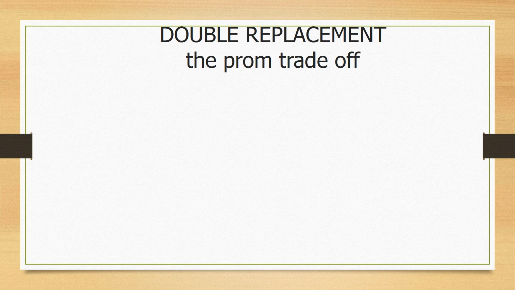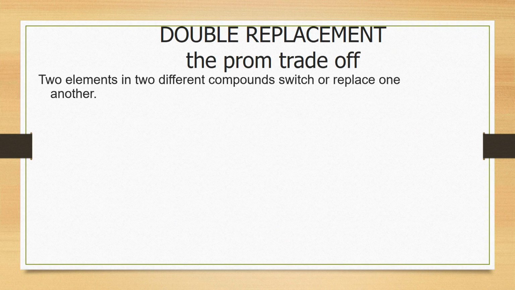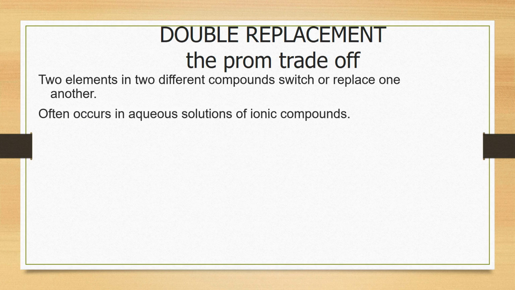All right. So this is the one where you get to hear a little bit about my life. All right. So double replacement. This is the prom trade-off. So prom's coming up in a few weeks. So in this one, you have two compounds involved, and each compound is going to trade partners. So two elements in two different compounds will switch and replace one another. Most of the time, this will occur in an aqueous solution of ionic compounds.